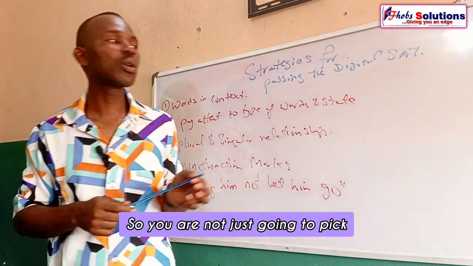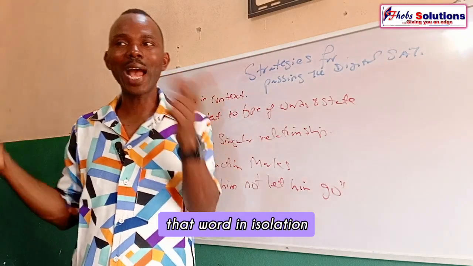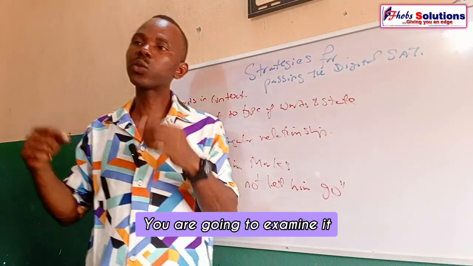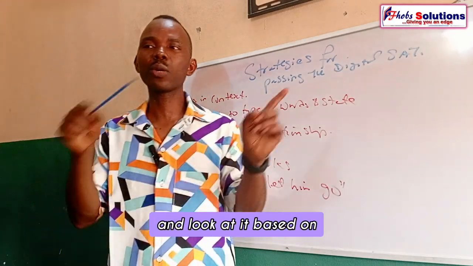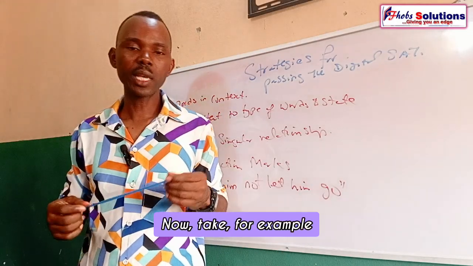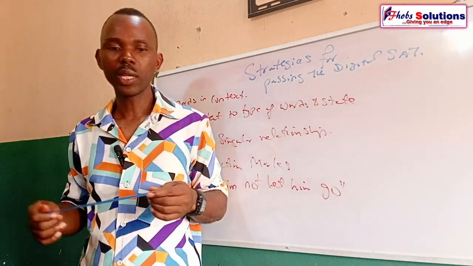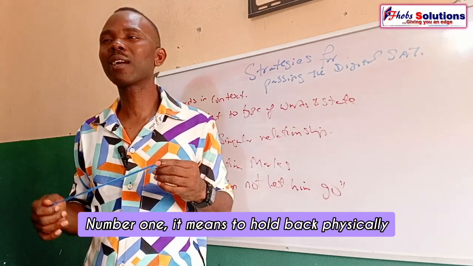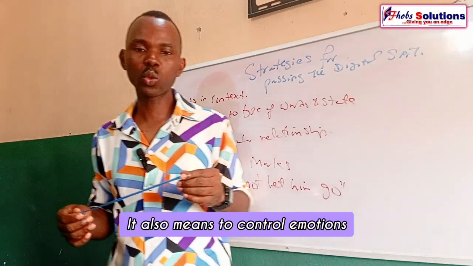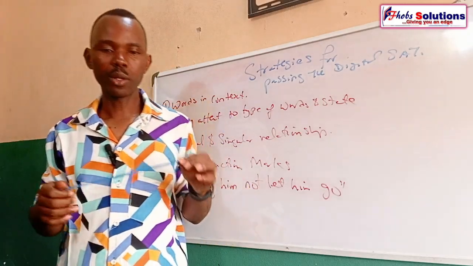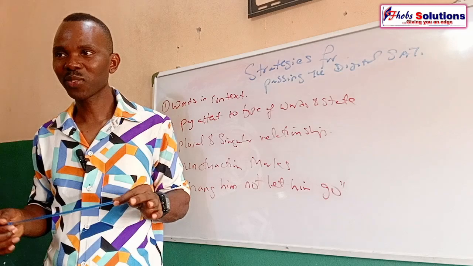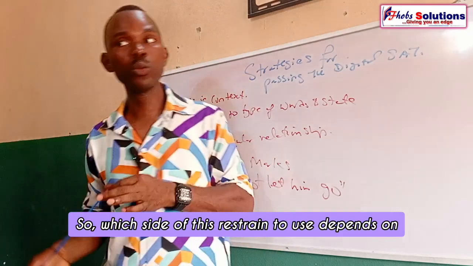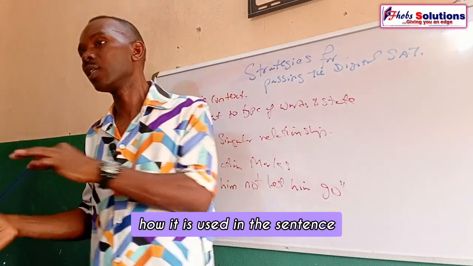So you are not just going to pick that word in isolation, that word that is underlined in the sentence, in the paragraph. You are going to examine it and look at it based on how it is used. Now, take for example the word restrain. Restrain can have at least 3 meanings. Number one, it means to hold back physically. It also means to control emotions. It also means to limit. Do you understand? So which meaning of restrain to use depends on how it is used in the sentence.